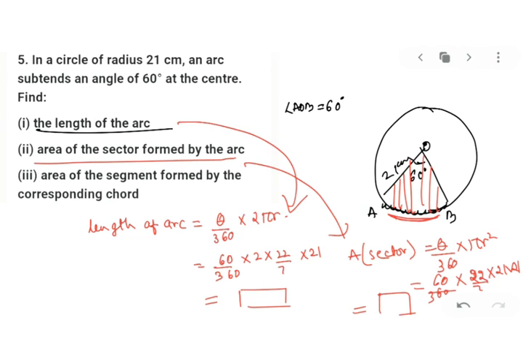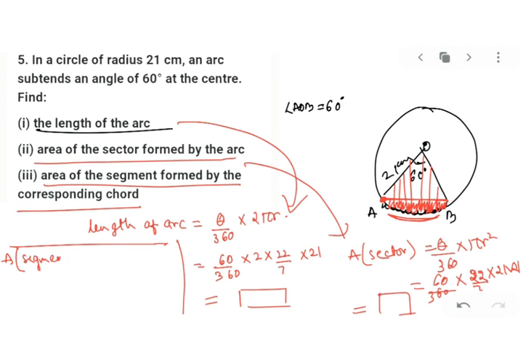Now you have to next find area of segment formed by corresponding chord. Now if I join this AB, so this is the segment. I have darkened the red part. Can you see this? This will be called a segment. Now how to find the area of segment, my dear kids? We have already done. Area of segment is area of sector minus area of triangle. Area of sector you have just found here, so that sector area you will put it here.